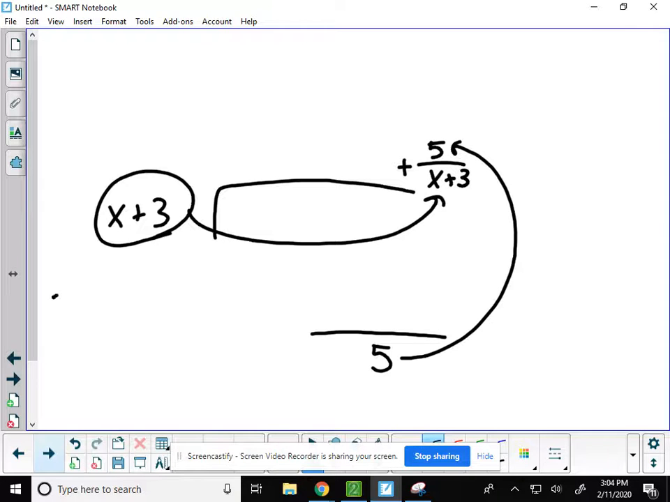So if you were dividing by 2x plus 1, and you ended up with a negative 3, you would put minus 3 over 2x plus 1. Okay, and that's polynomial long division.